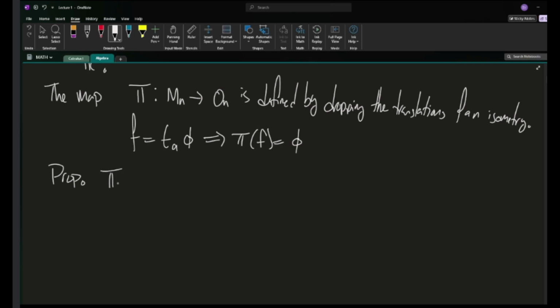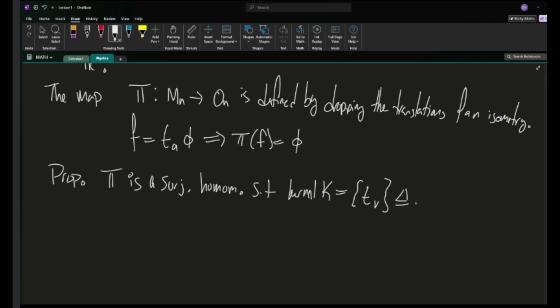Prop. So we now have a proposition that we're just trying to prove that pi itself is a surjective homomorphism, such that its kernel K is just equal to a singular element, the translation of v, which in fact is normal to this set of isometries.